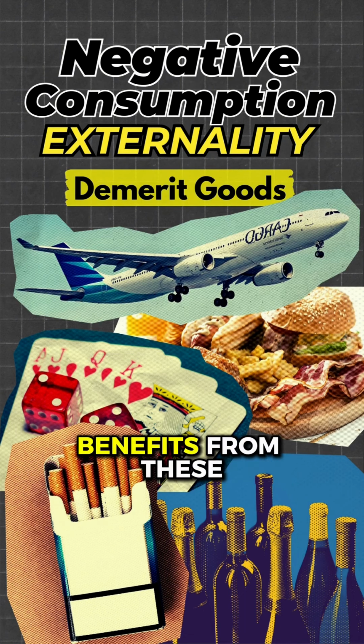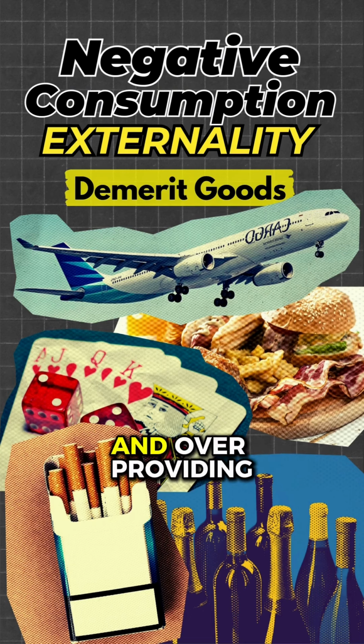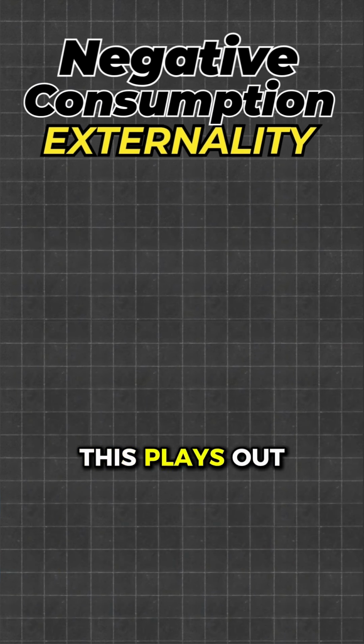Consumers get private benefits from these goods, but they don't fully understand or care about the external costs they create, so the free market ends up over-consuming and over-providing them. On the diagram, this plays out pretty clearly.